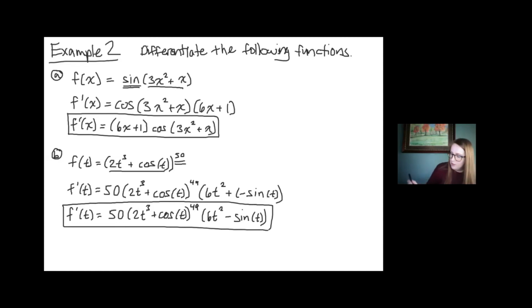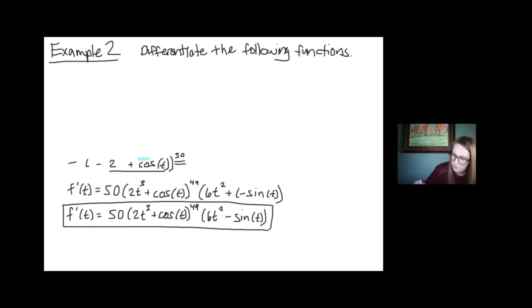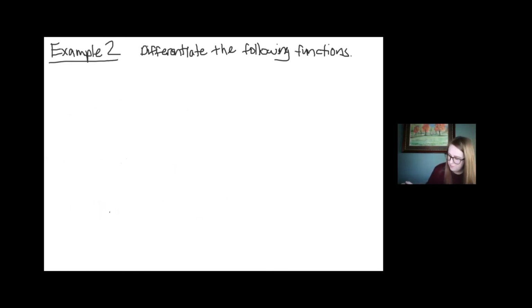Okay, we got more parts to this example. Okay, part C. y equals secant of 1 minus 5x. Okay, so the outside function would be this secant function, and the inside is 1 minus 5x.